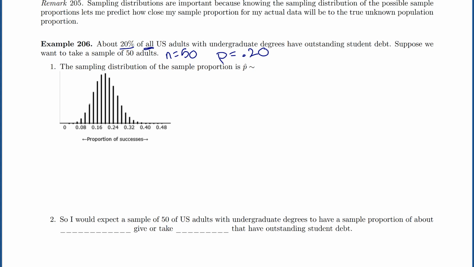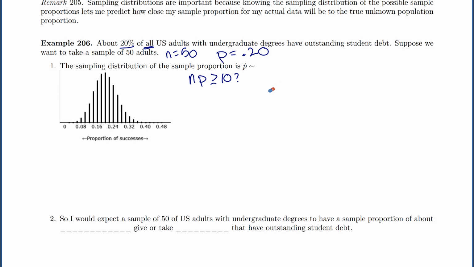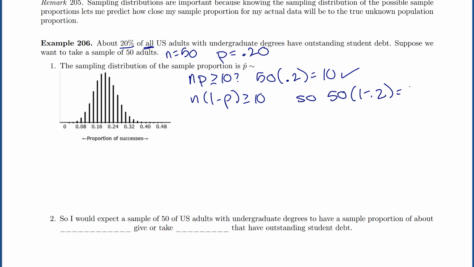Now the sampling distribution of the sample proportion is, okay, let's figure it out. So is n times p at least 10? Okay, n is 50. We'll do 50 times 0.2, which gives me 10. So yep, we're good there. And n times 1 minus p is at least 10. So we'll do 50 times 1 minus 0.2, which gives me 40. So we're good there. Those are at least 10.